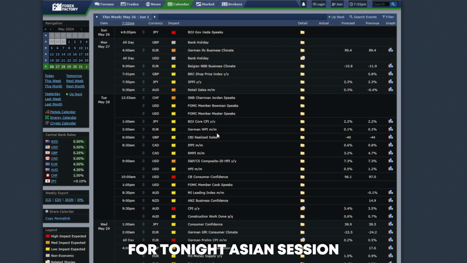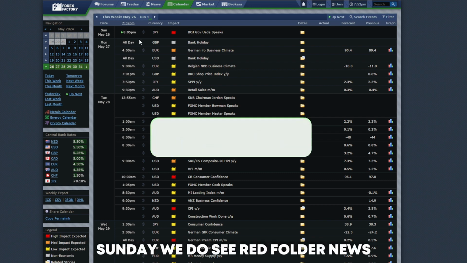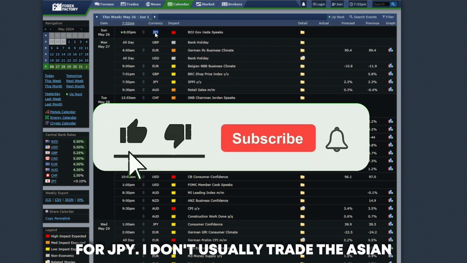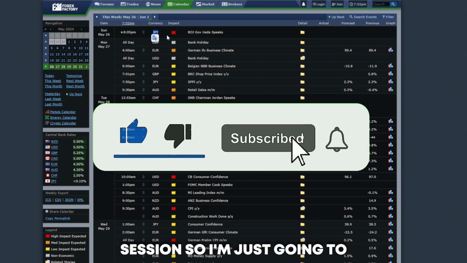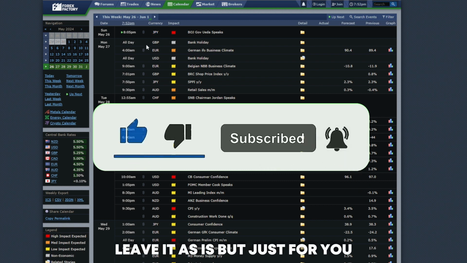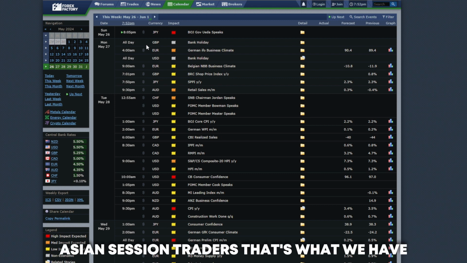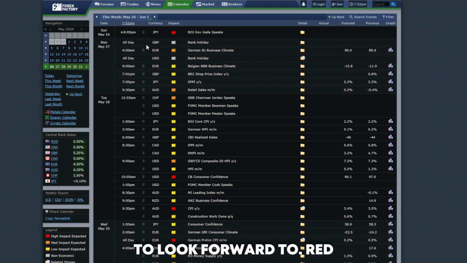So for tonight, Asian session, Sunday, we do see red folder news for JPY. I don't usually trade the Asian session, so I'm just going to leave it as is. But just for you Asian session traders, that's what we have to look forward to. Red folder news tonight, JPY.